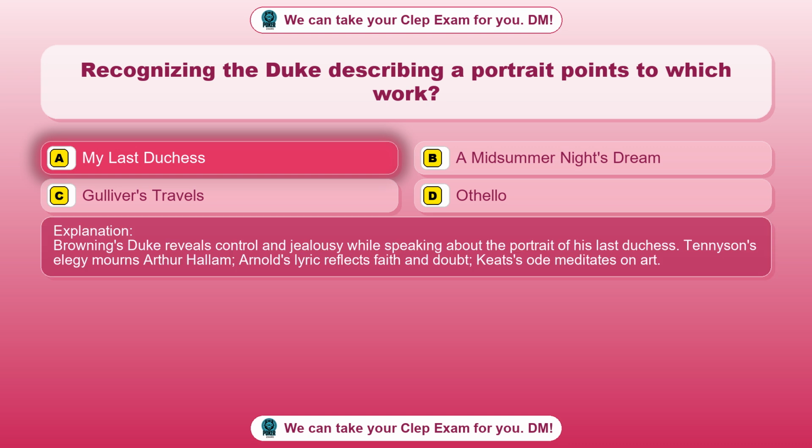Browning's Duke reveals control and jealousy while speaking about the portrait of his last duchess. Tennyson's elegy mourns Arthur Hallam, Arnold's lyric reflects faith and doubt, Keats's ode meditates on art.